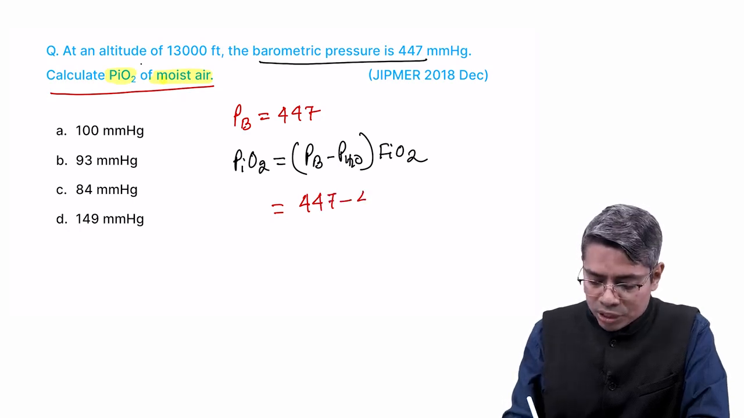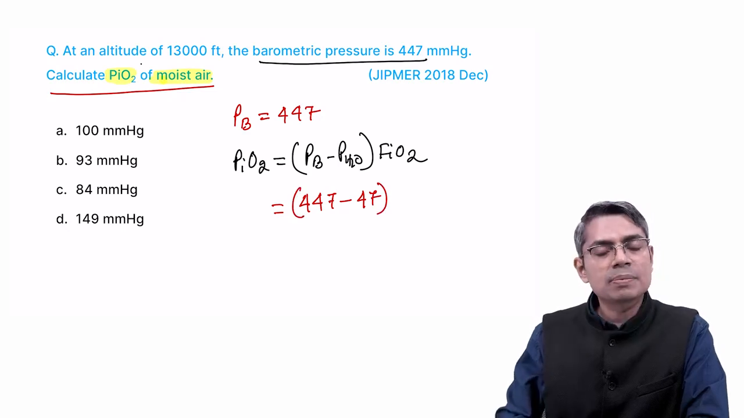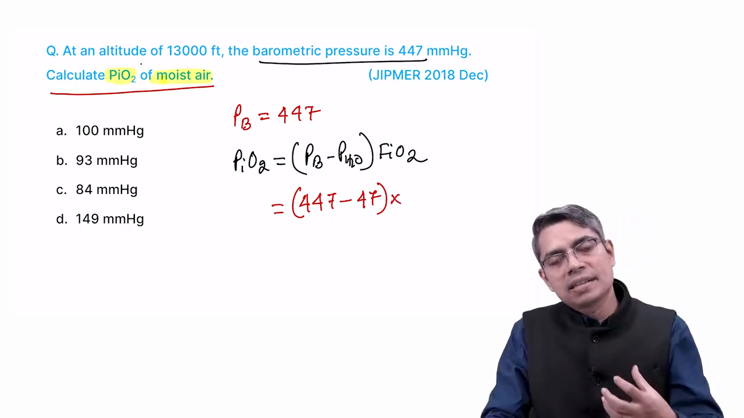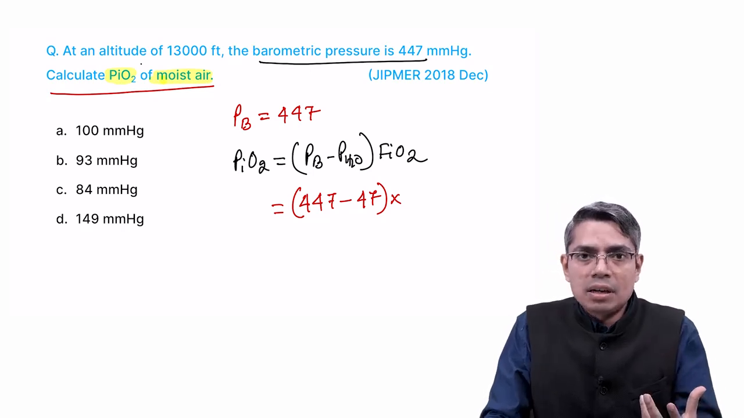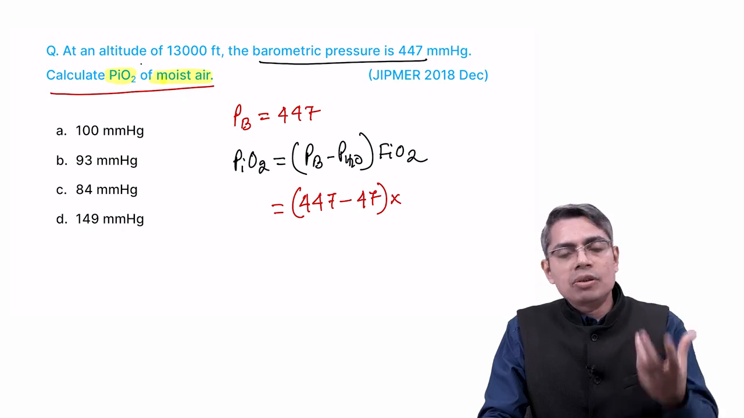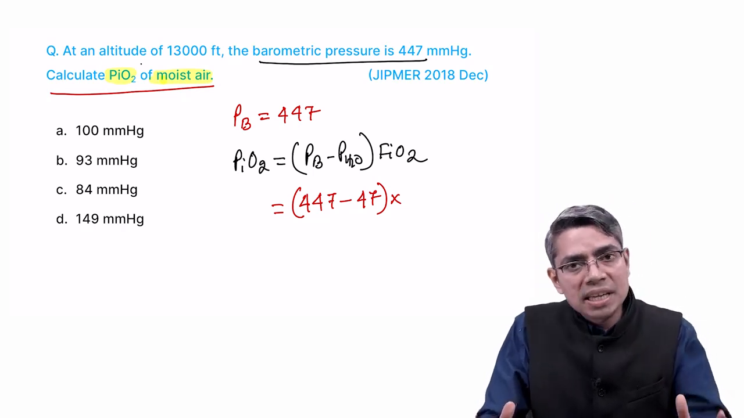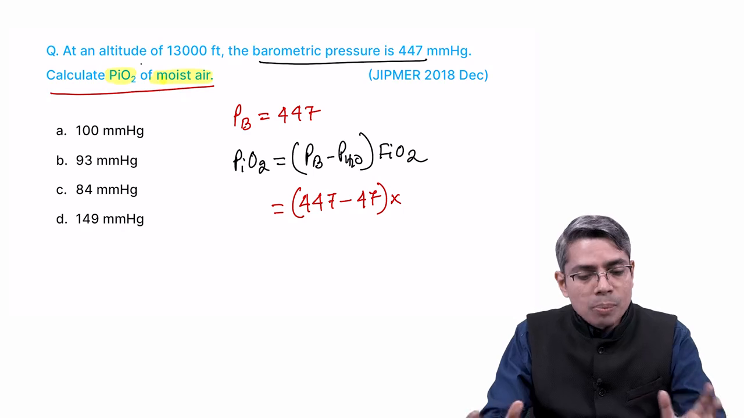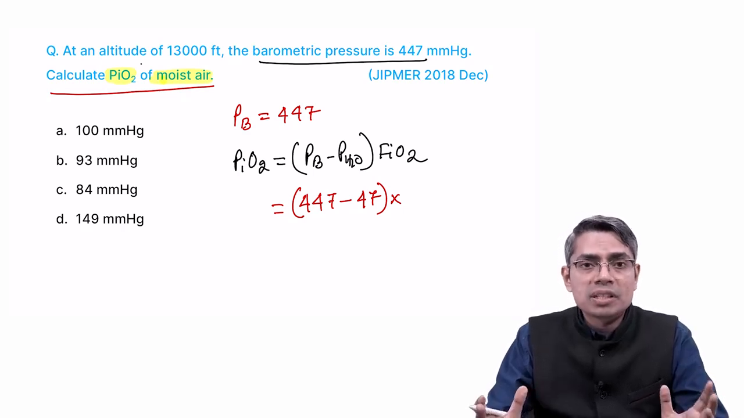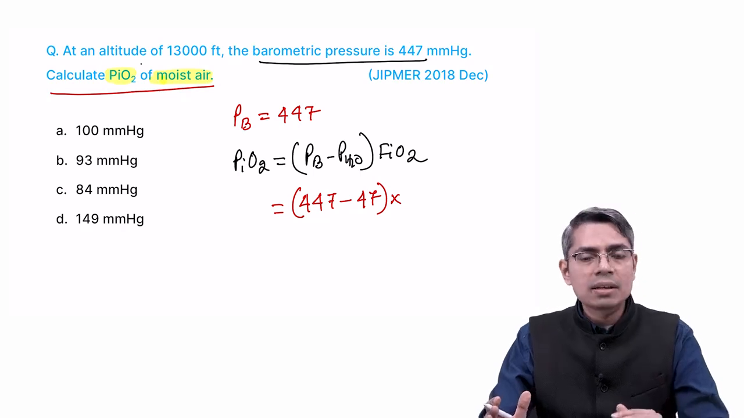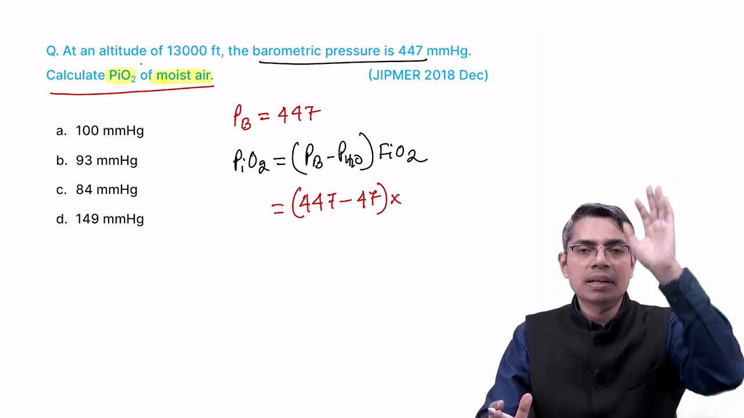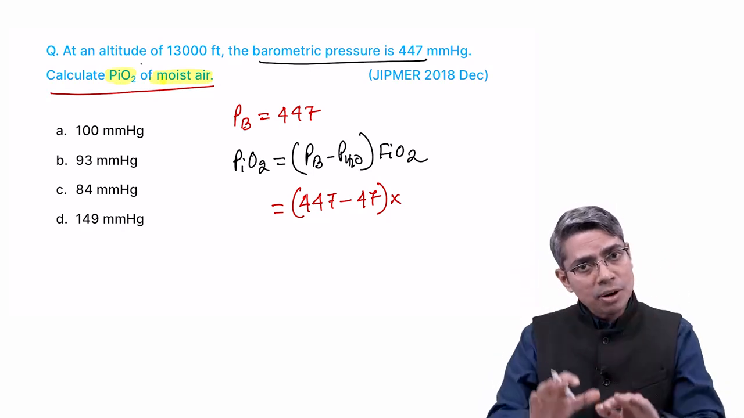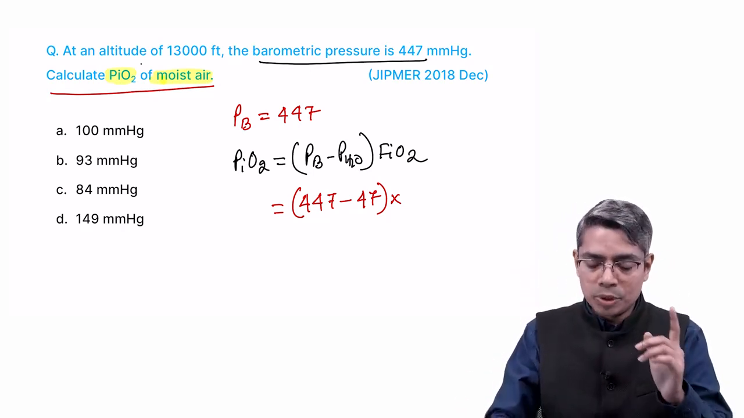I told you PH2O is 47 millimeter of mercury irrespective of the altitude, and FiO2, that is the fraction of oxygen in the inspiratory gas, that is the percentage of oxygen. Remember, the percentage of oxygen is not going to change. The composition of the atmospheric air is not going to change whatever altitude you are ascending, right? Composition means the percentage of gas. If it is 21% oxygen here, the same 21% oxygen will be present even at the top of Mount Everest. Total pressure will drop and the partial pressure will also drop, but composition remains the same.